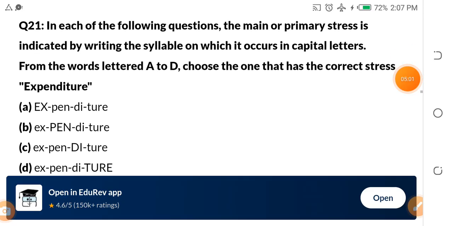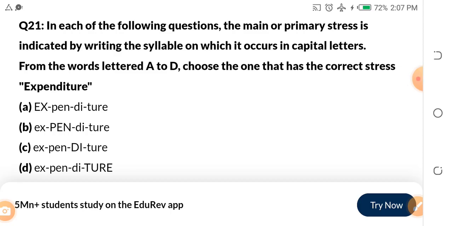Question 21. In each of the following questions, the main or primary stress is indicated by writing the syllable on which it occurs in capital letters. If I were you, I would note down these things.